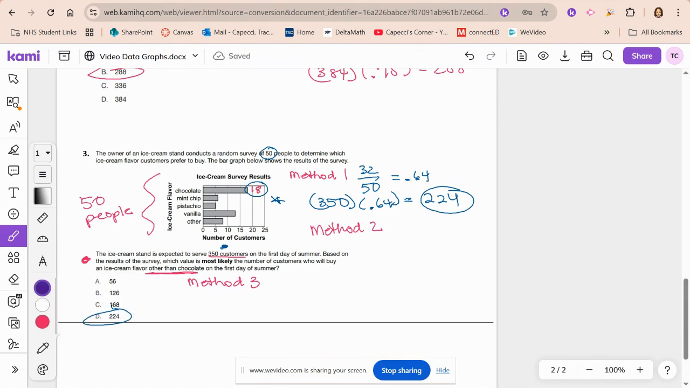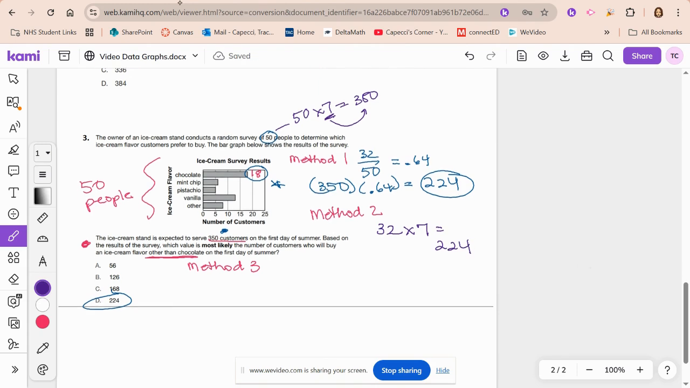Okay. My other way is I'm going to look at, again, we said there's 32 that don't want chocolate. Okay. And if I notice this is 50 and we want to go to 350. Well, if I multiply that by 7, I get 350. So if I multiply my number of customers that don't want chocolate, I can just multiply that by 7, right? Because we said 50 times 7 is going to get me 350. That's also going to get me 224. So if you notice that relationship, that's okay.